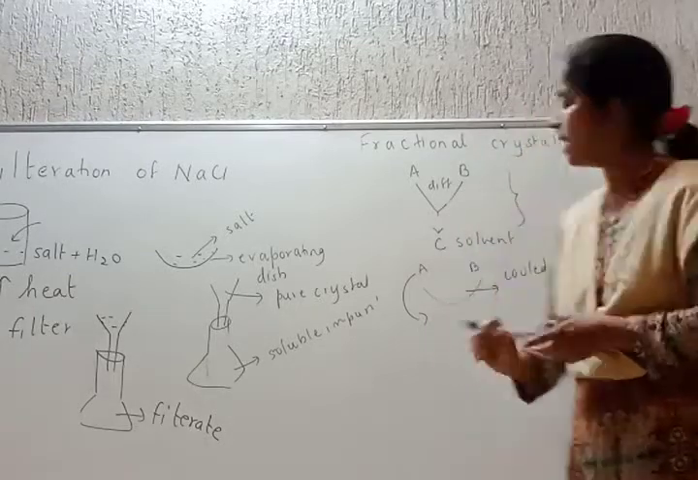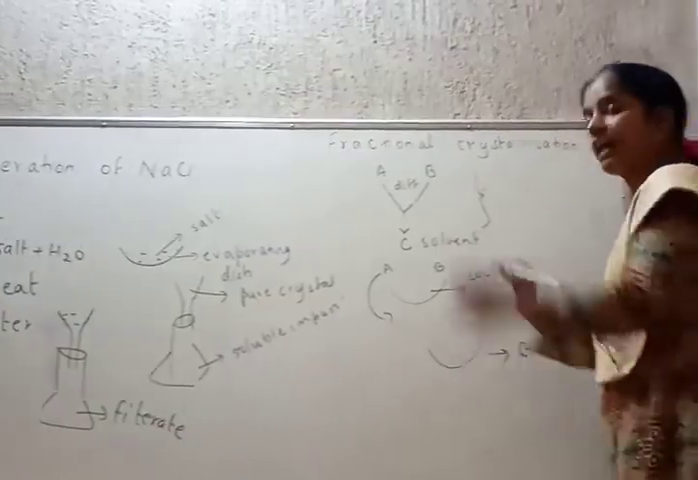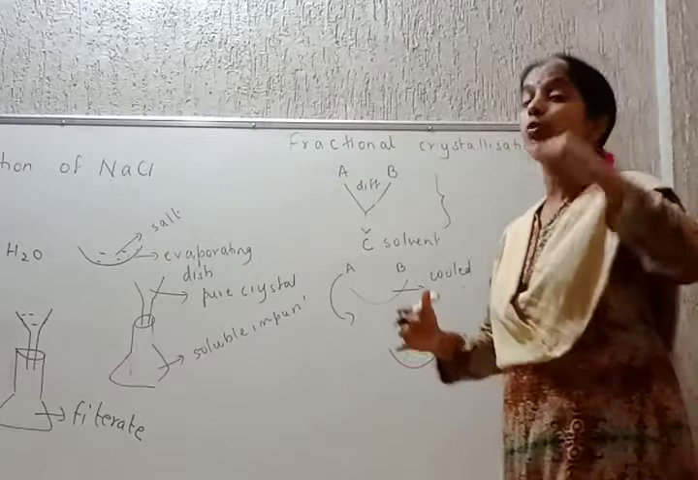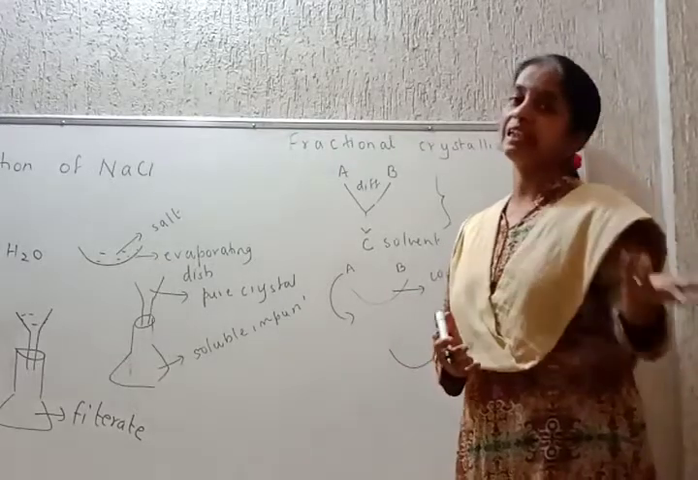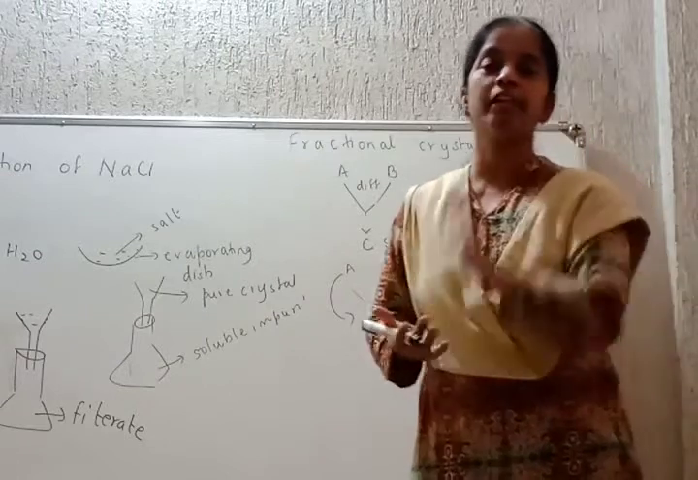Left out is B and the solvent. Again pour B along with the solvent in another evaporating dish. Allow it to cool further down. B crystallizes out and then B is also separated by using a funnel and a filter paper.